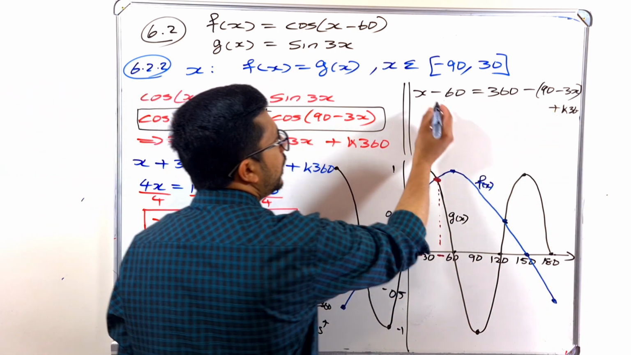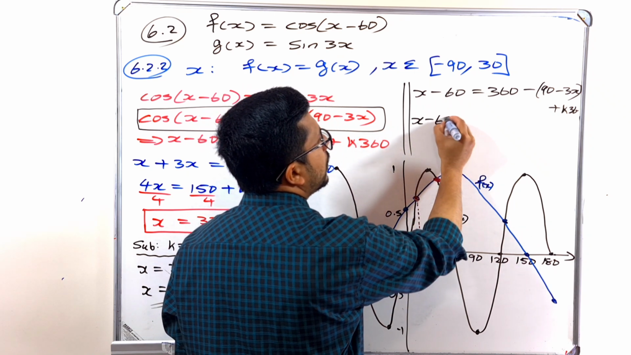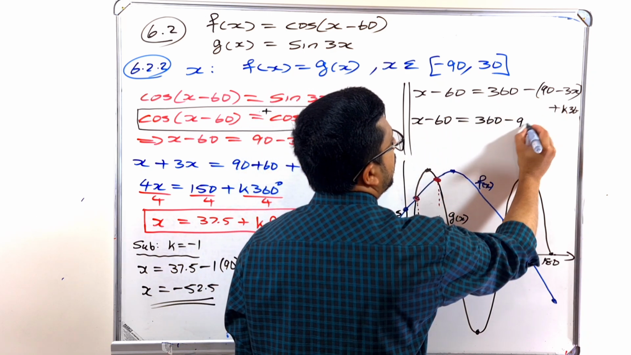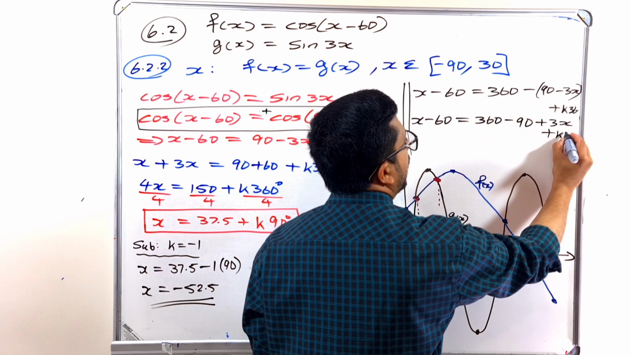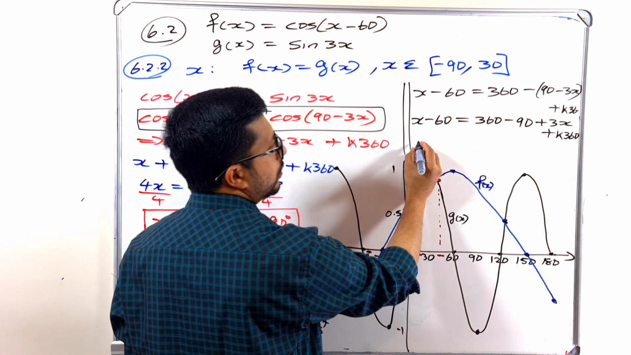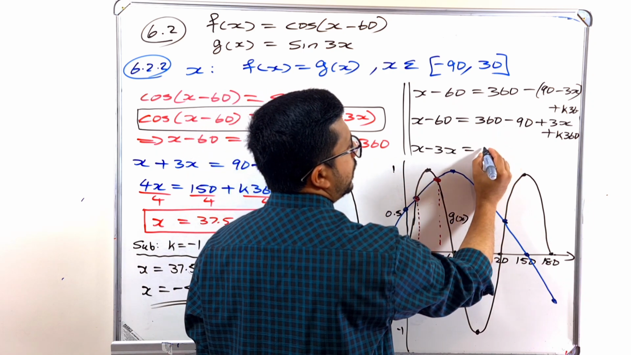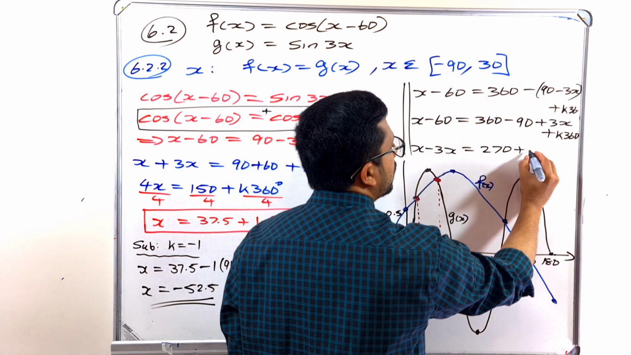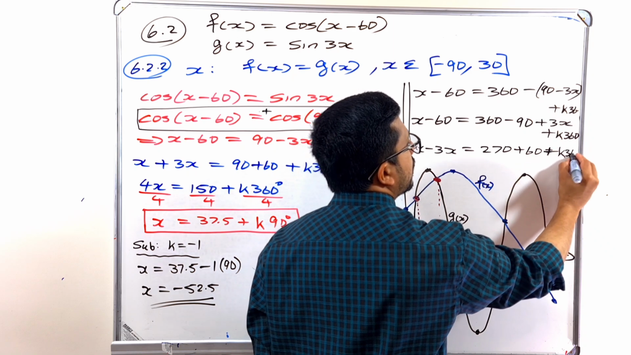Okay, so from here what is x? We have to expand the bracket and simplify. x minus 60 is equal to 360 minus 90, expand the bracket, minus into minus is plus 3x plus k 360. So take this 3x to this side, so it is x minus 3x is equal to 360 minus 90 is 270, then take this minus 60 to the other side, so it is plus 60, plus k 360.